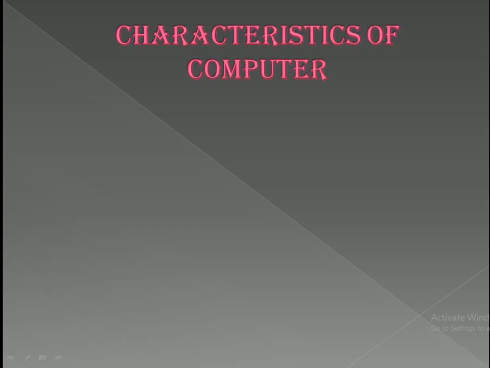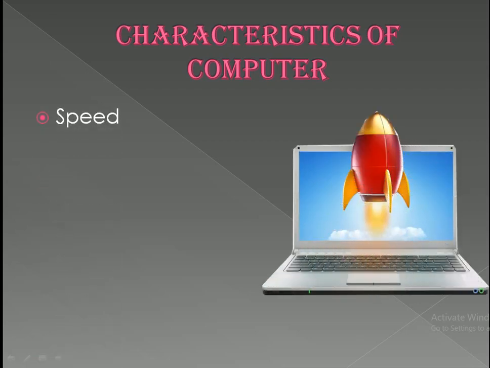Let's talk about some characteristics of computer. There are some characteristics of computer. First of all, we will discuss the speed of computer. A computer is a very fast device. It can carry out our instructions at a very high speed. The speed of a computer is measured in MIPS, that is million instructions per second.